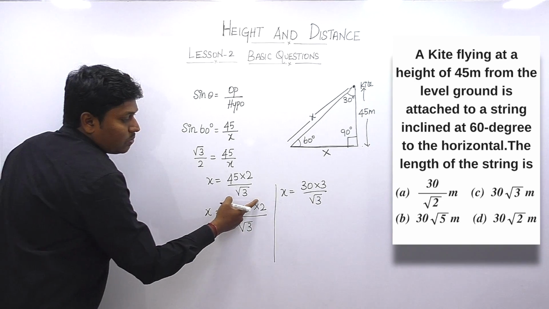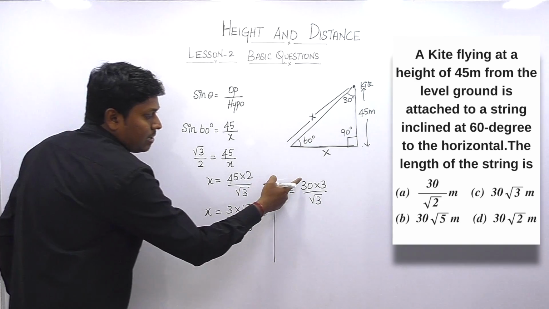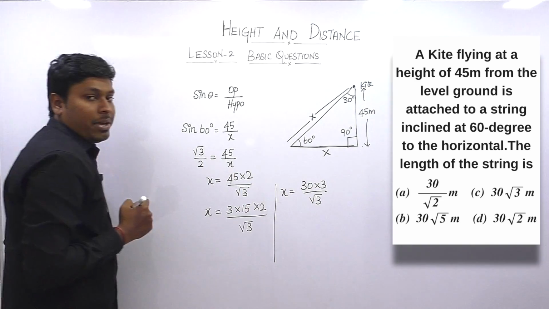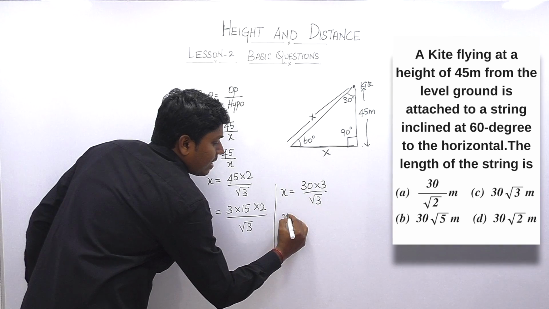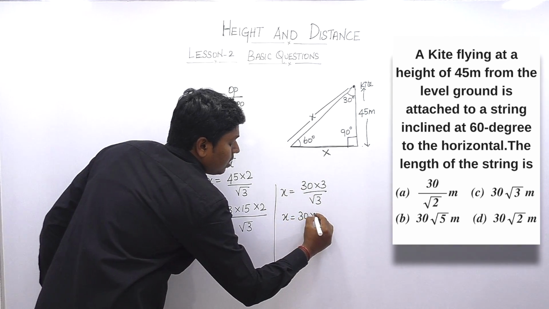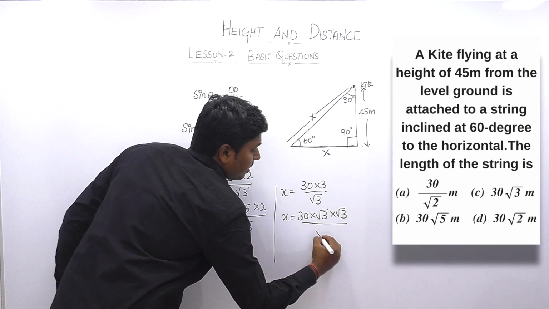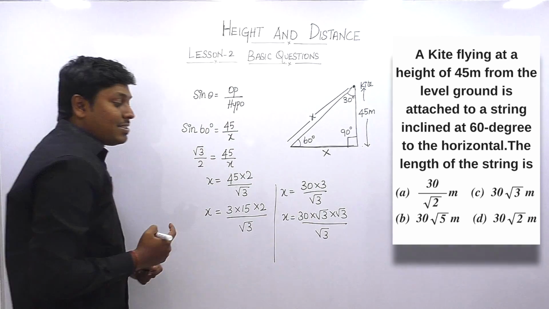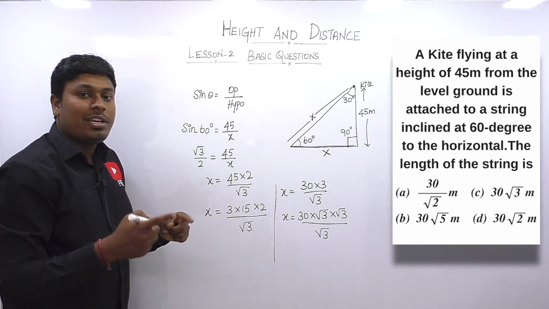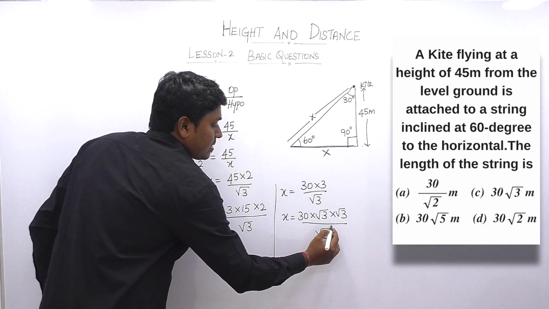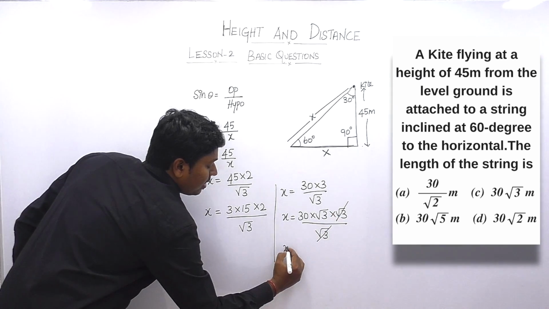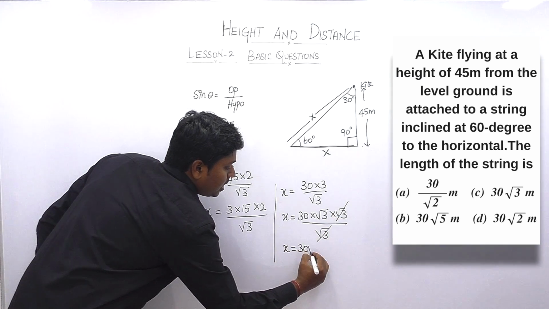Friends, 15 into 2 will be 30, so remaining will be 3. So 30 into 3 divided by root 3. And this 3 can be written as root 3 into root 3, so root 3 into root 3 will be 3, divided by root 3. Friends, got it? I am writing this 3 as root 3 into root 3 because root 3 into root 3 will be 3. Now we can cancel root 3 and root 3. So finally we got x is equal to 30 root 3.